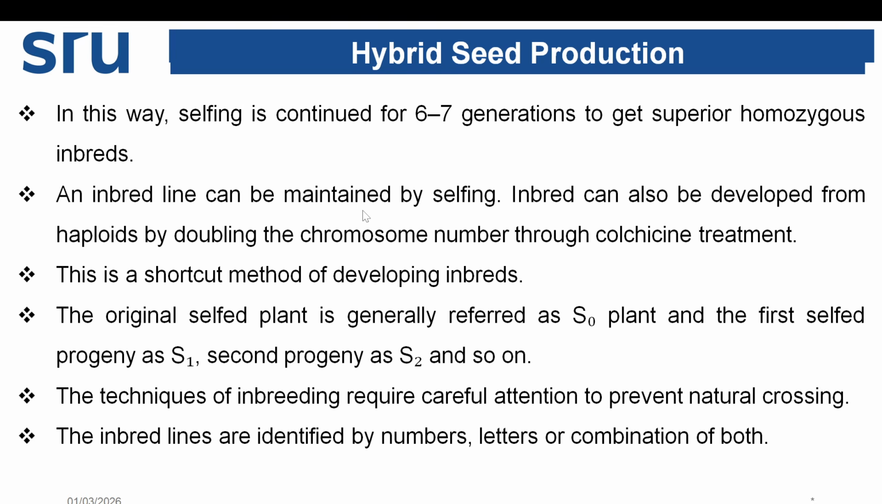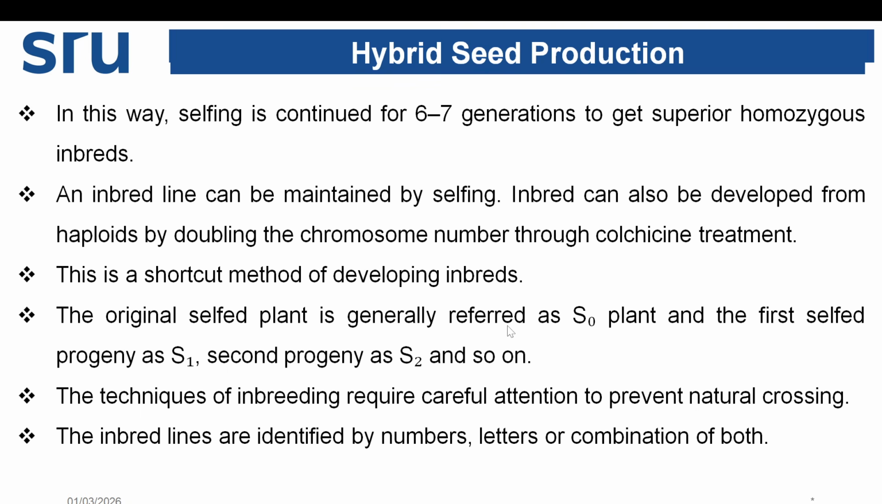In this way, you need to continue selfing for 6 to 7 generations to get a superior homozygous inbred. An inbred line you can maintain by selfing. These inbreds can also be developed from haploids by doubling the chromosome number through colchicine. You can double the chromosome number of a crop by using the chemical called colchicine. This colchicine treatment is the shortcut method for developing inbreds.